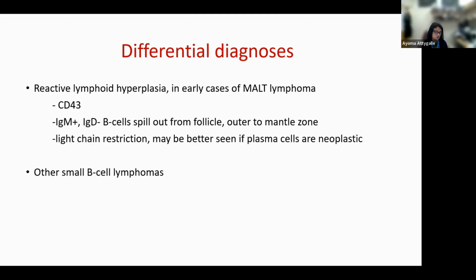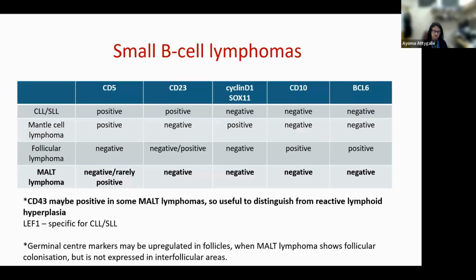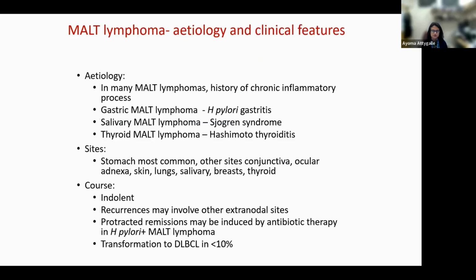Light chain restriction is useful, but it is better seen if the plasma cells are neoplastic, when you see this abundant intracytoplasmic expression of the light chain. And also, of course, other B-cell lymphomas, as we've discussed. We've gone through this, so I won't go through it again.